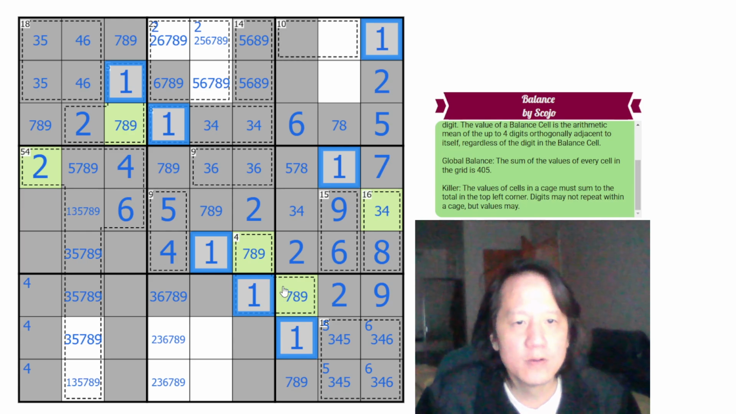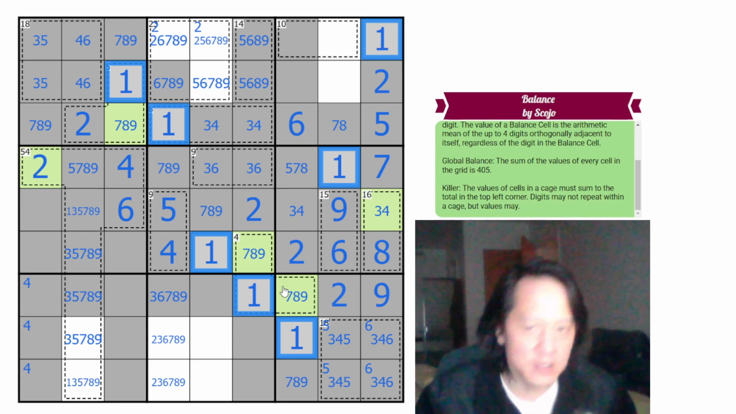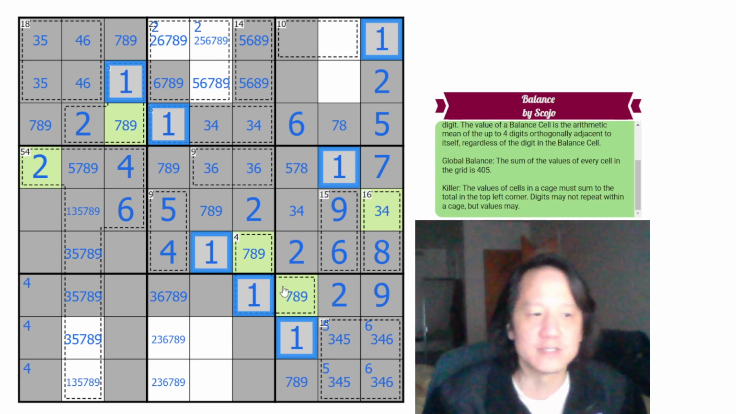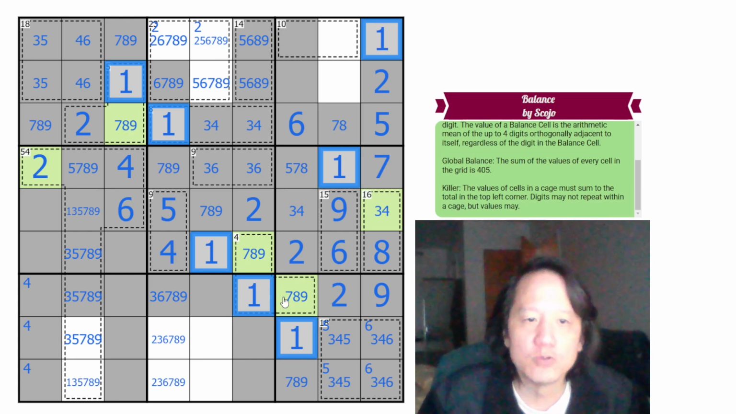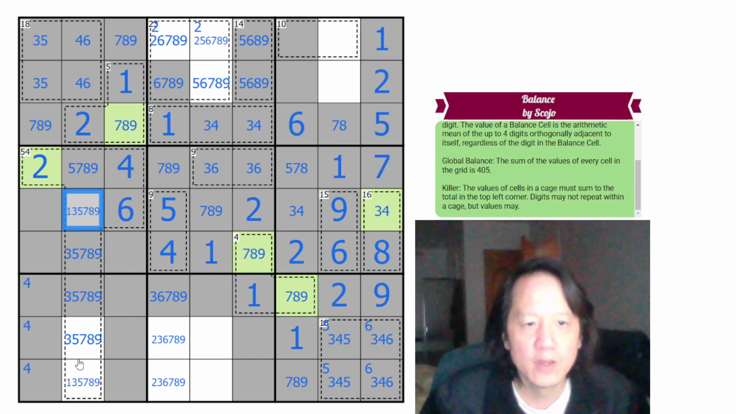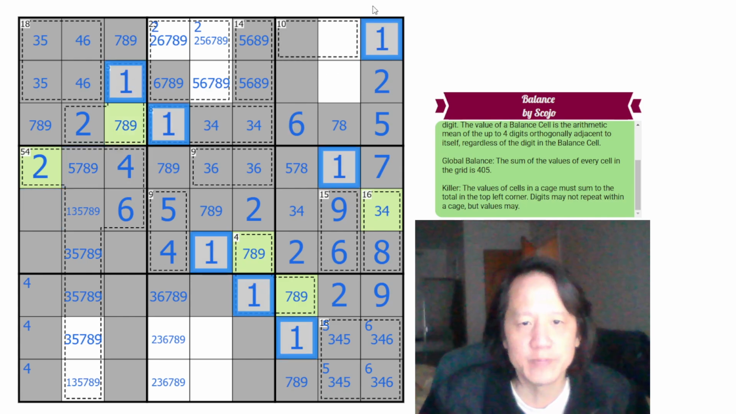Well, we also know we need a balance cell that contains a 1, because all the balance cells contain 1 of each digit, because there are no repeats. So where could you possibly have a balance cell that has a digit of 1? It cannot be here. Cannot be in any of the ones with a 1 that's not a balance cell.